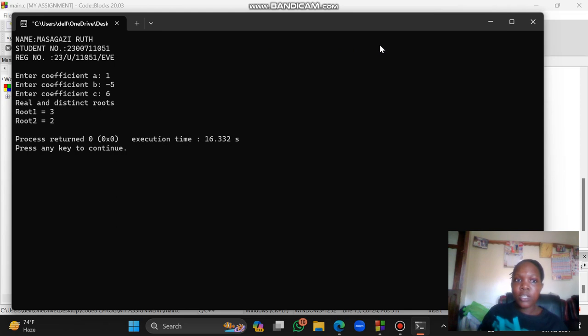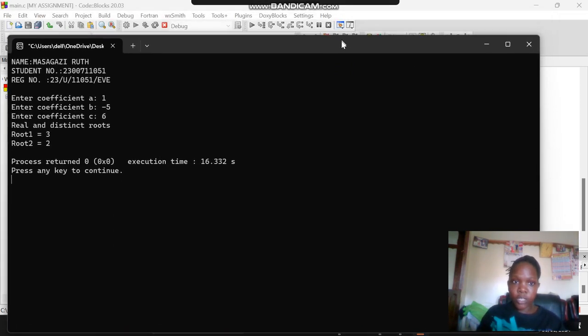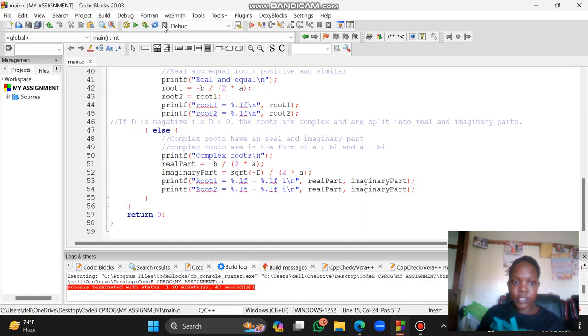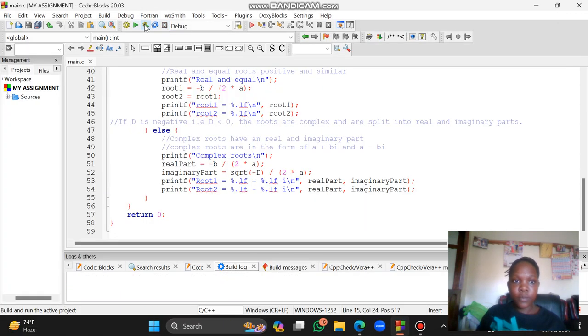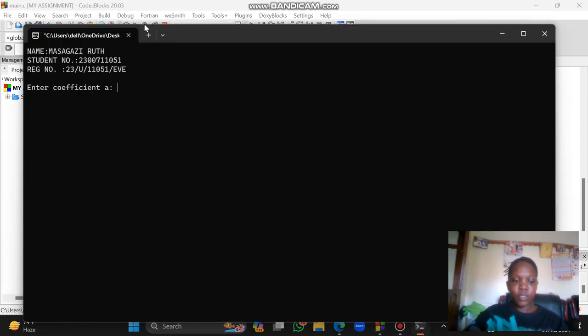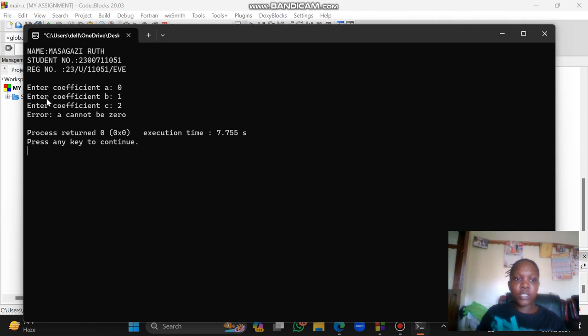So that is done. So let us try and check for the exception handling when we put our a as 0. Let us say our coefficient of a is 0. Enter. Then the next one, then the next one. It returns an error message saying that a cannot be 0. So that's it with my C program.